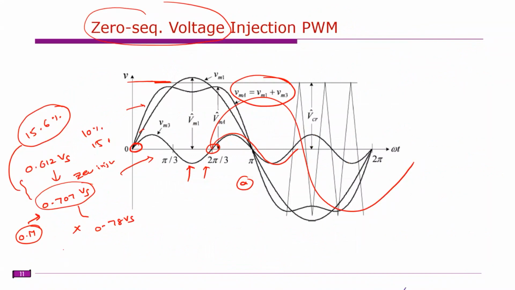So this is about the different PWM schemes that are used for single phase and 3 phase inverters. Next class we'll discuss selective harmonic elimination. We already studied selective harmonic elimination.